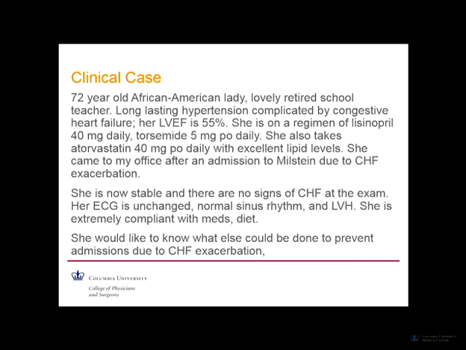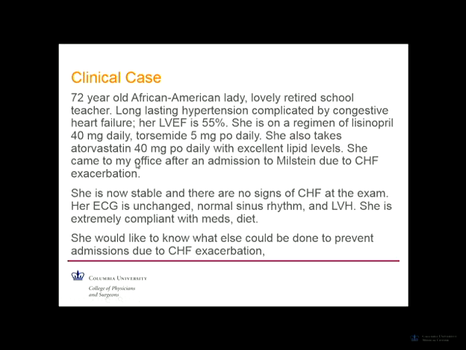We used to call these people patients with diastolic abnormalities or diastolic dysfunction heart failure. We moved away from that term because there's much more to it than just diastolic abnormalities, and there are other mechanisms at play. But anyway, she's on a pretty good regimen of lisinopril. She's on a diuretic, and she takes atorvastatin with excellent response in her lipid levels.